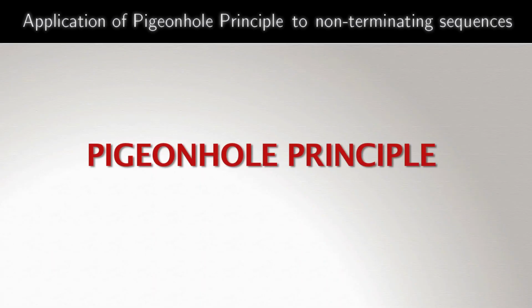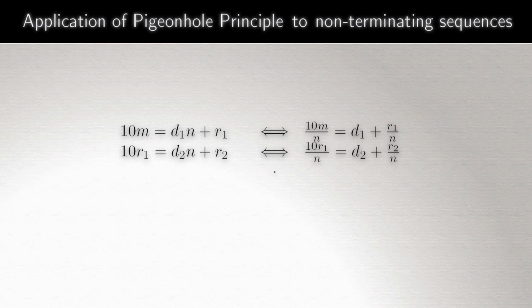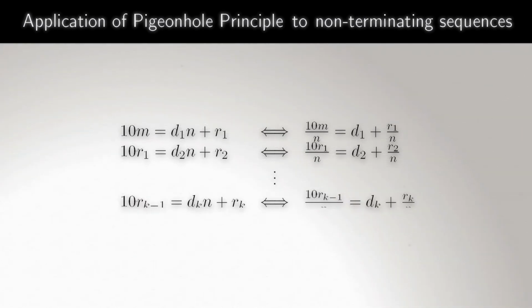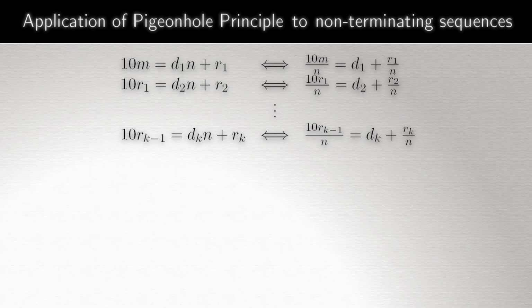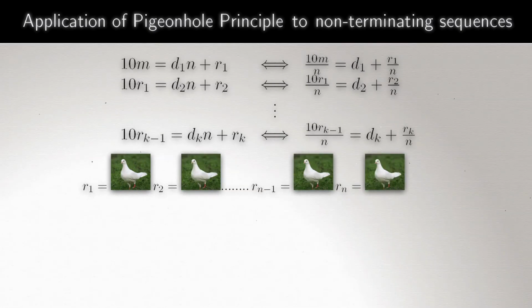So let us apply the pigeonhole principle for non-terminating sequences. Let us take again the successive multiplication by 10 and division by n algorithm, which we have seen previously. That procedure is not terminating. And let me consider the first n remainders, which are r1, r2, and so on, r(n-1), rn. And I'm going to consider each of these remainders as a pigeon.